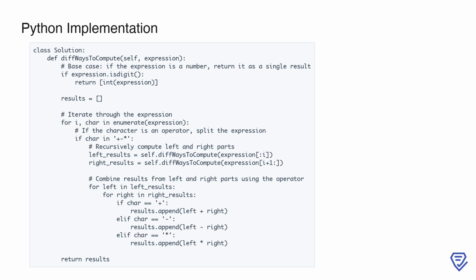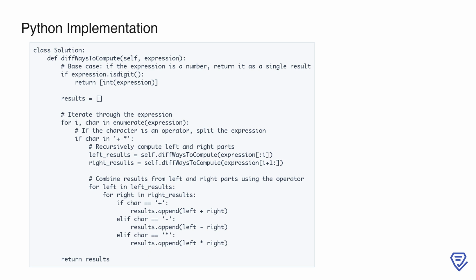The function diffWaysToCompute takes a string expression as input. First, it checks if the entire string is a number using isdigit. If so, it directly returns the number as a single element list since there are no operators to split the expression. The main logic involves iterating through each character in the expression. When encountering an operator, plus, dash, or asterisk, the expression is split into two parts, left of the operator and right of the operator. The function then recursively computes all possible results for these two parts using the same method.